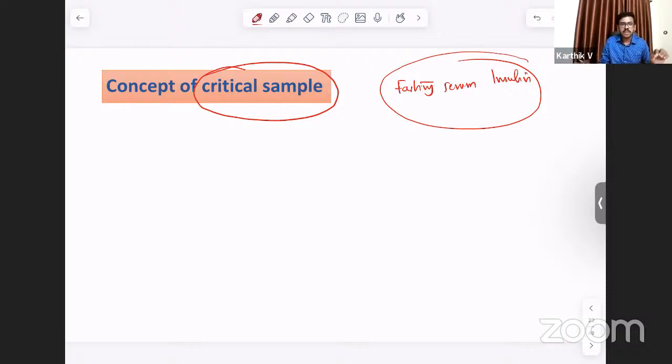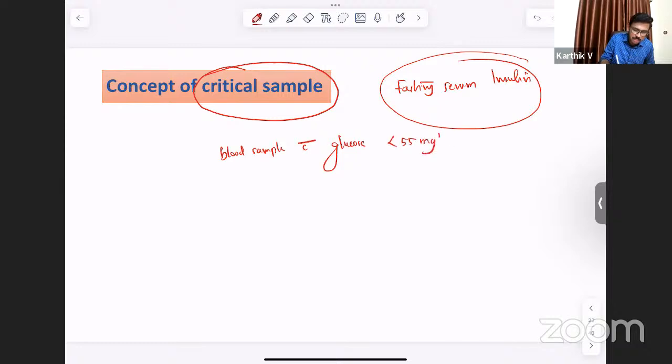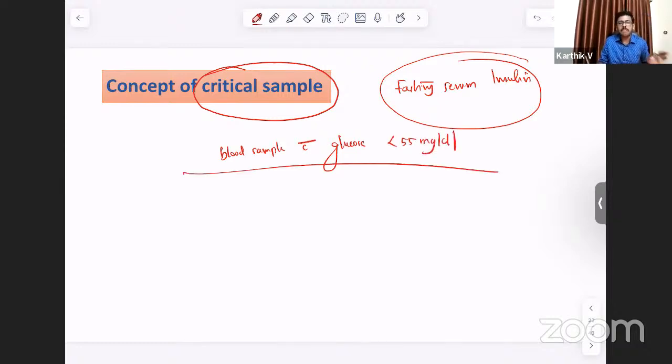There comes the concept of the critical sample. A critical sample means a blood sample with glucose less than 55 milligram per deciliter. That means the sample was taken at the time of hypoglycemia. Okay, the sample was taken at the time of hypoglycemia. That is what you call a critical sample.